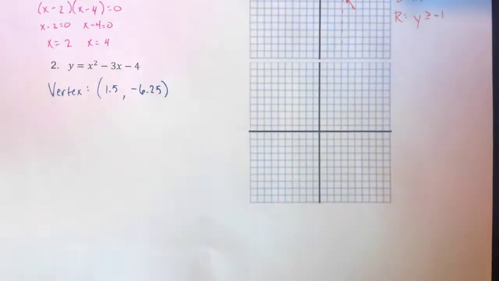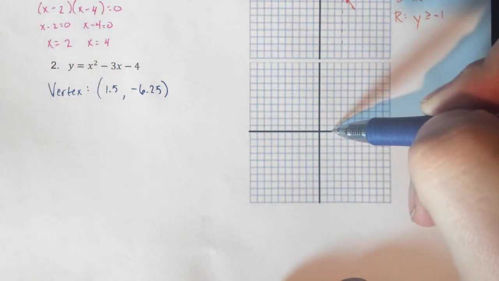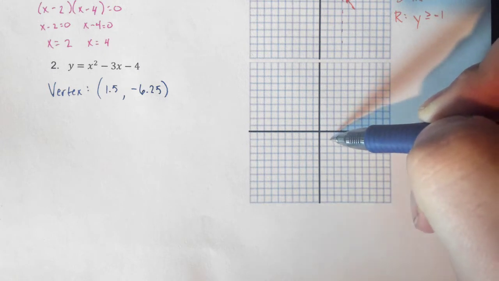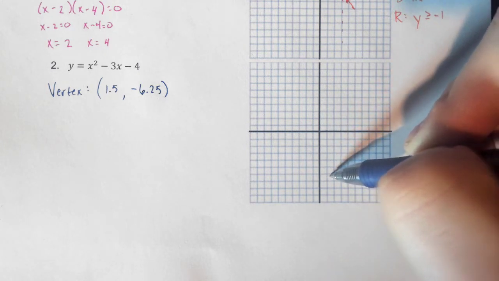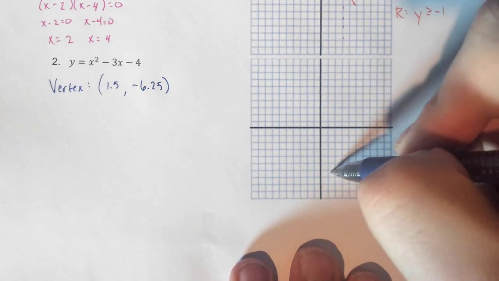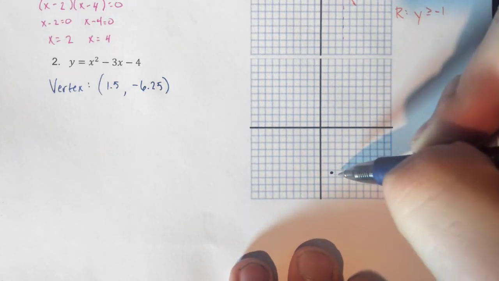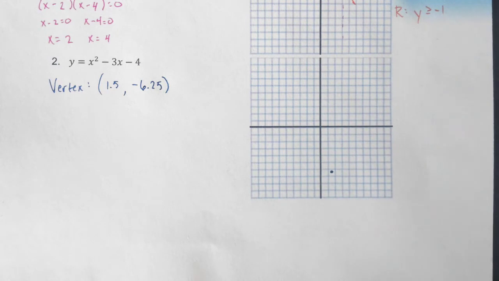So I've got my vertex. Let's go ahead and plot that. So over 1.5, down 1, 2, 3, 4, 5, 6.25. 6.25, somewhere about right about there.